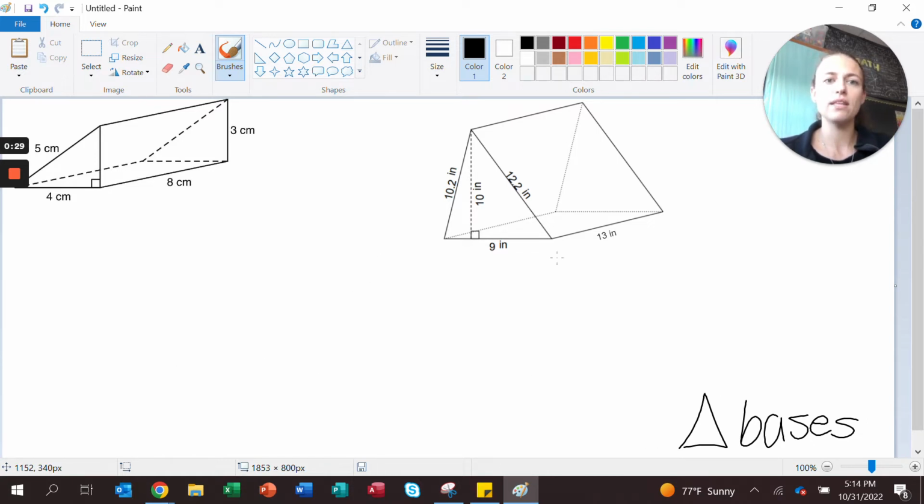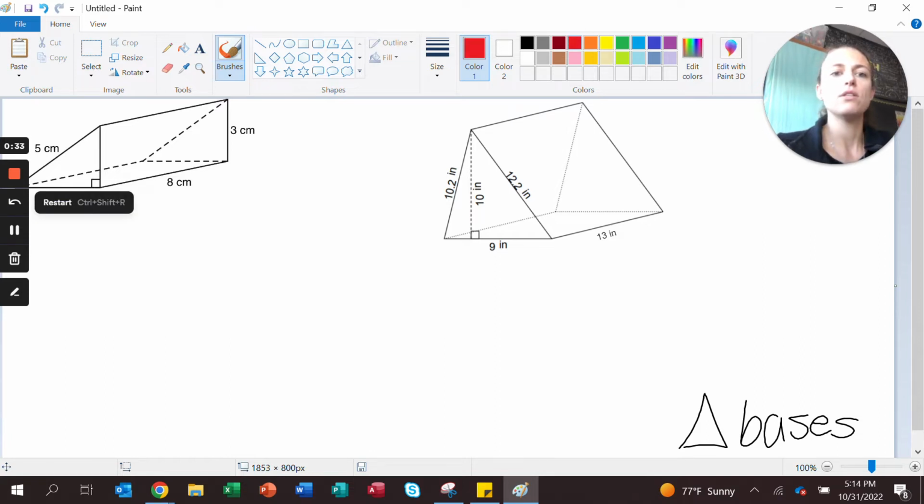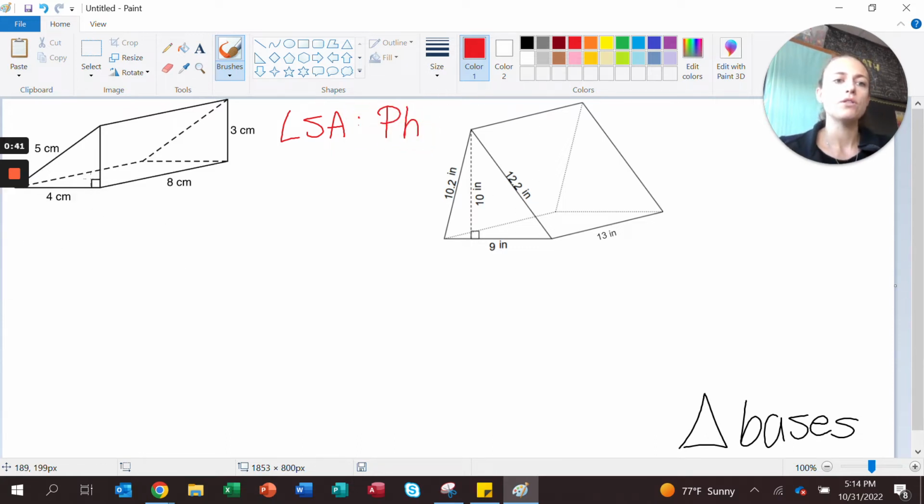So let's get started with the lateral surface area of both of these triangles. So remember, lateral surface area, your formula is perimeter and then multiply that by the height of the prism. So we are going to find the perimeter of the base. Again, your base is the triangles. So you're going to find the perimeter of the triangle.